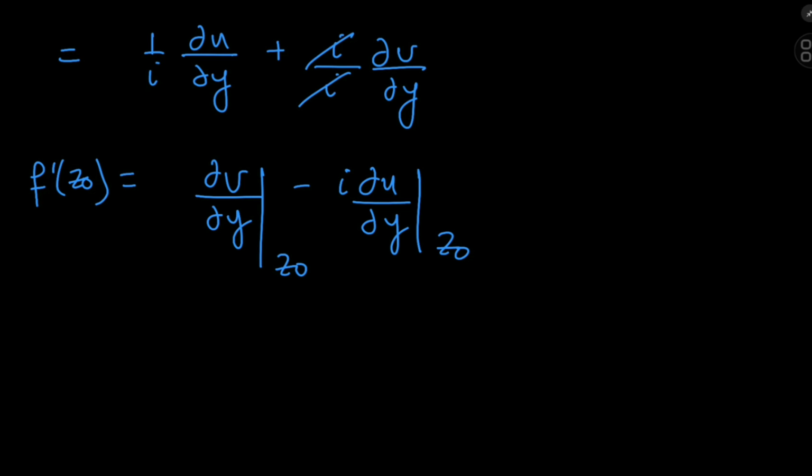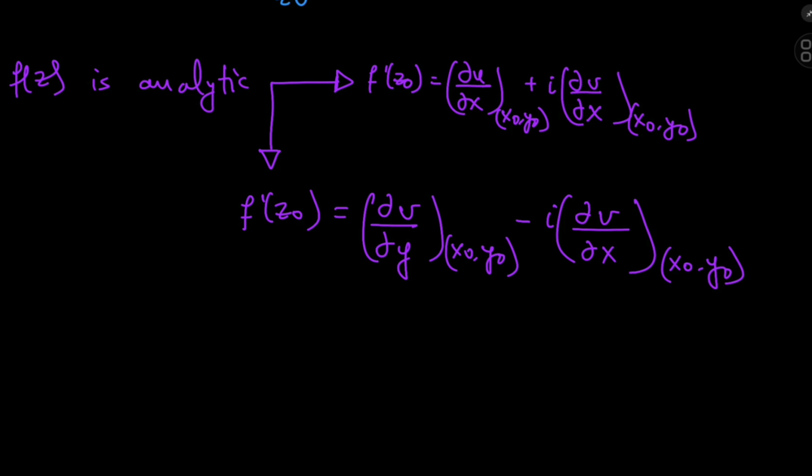Okay, so let's make a quick recap of everything we've done so far. We started off by saying that f of z is analytic, and that led us along two different paths. On one hand, we said that the derivative at any point z naught belonging to the set U, on which f of z is analytic, equals the partial of u with respect to x plus i times the partial of v with respect to x. But along the other path, we found that the derivative equals the partial of v with respect to y minus i times the partial of u with respect to y.